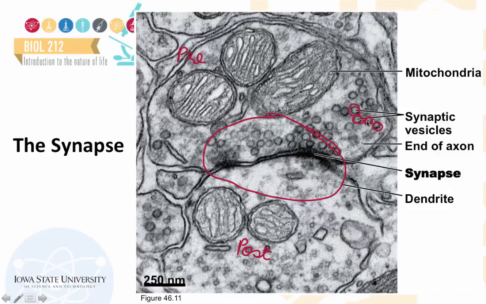The region of the presynaptic cell that connects with the synapse is usually the axon terminal of the presynaptic cell. The part of the postsynaptic cell that connects with the synapse is usually a dendrite of the postsynaptic neuron.